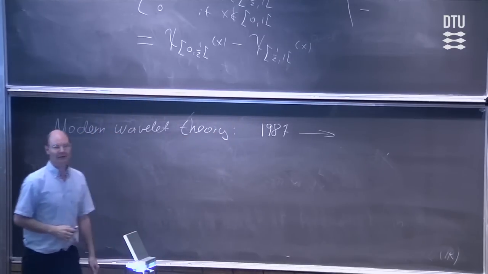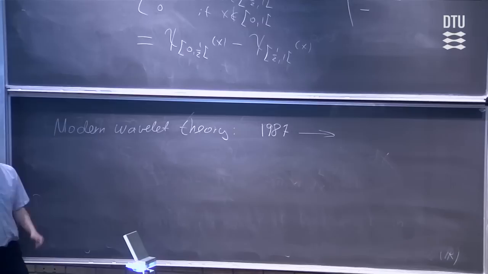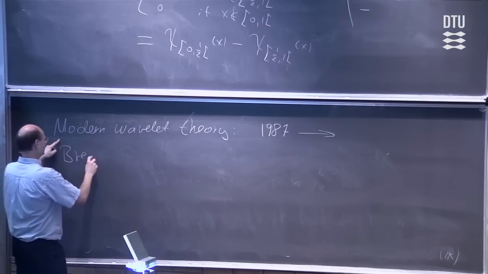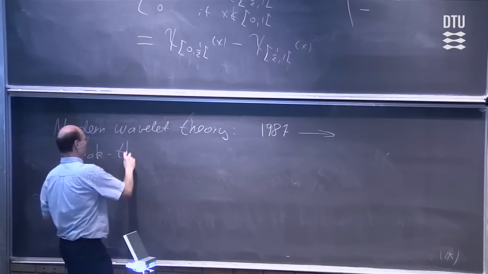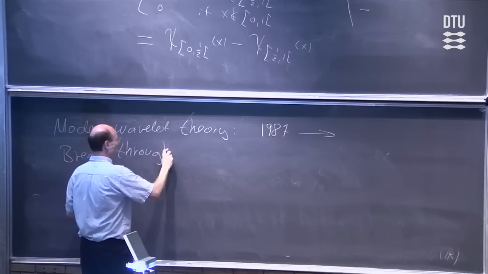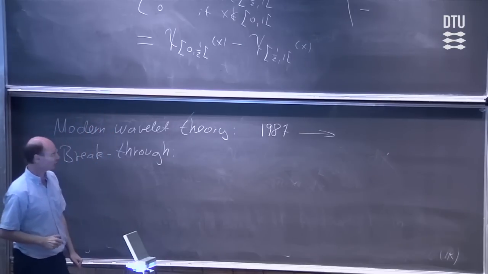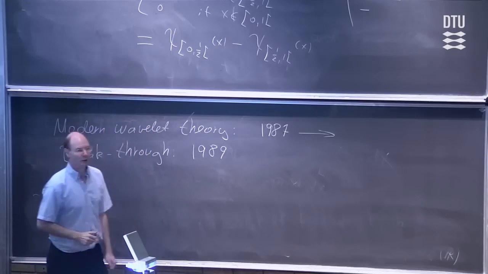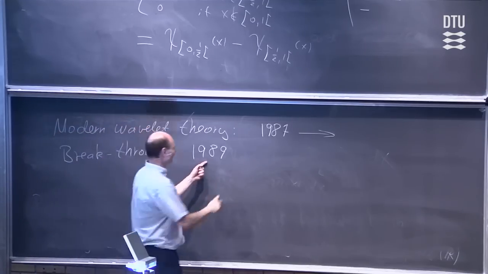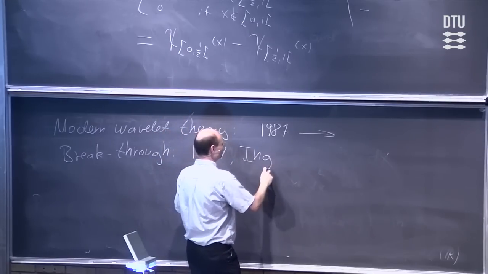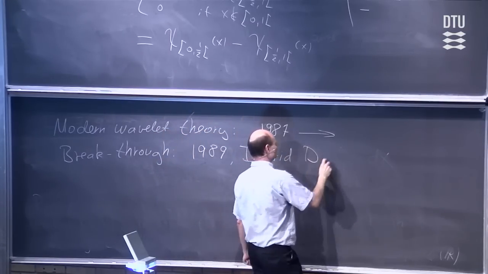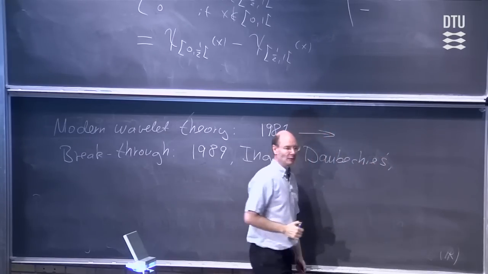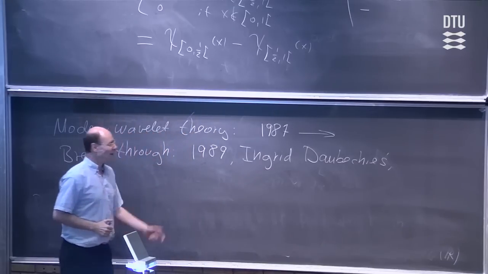So you know, mathematical theories are not something that just start and then they are completed the same day. So there was a breakthrough in this theory. But this came very soon after the introduction of wavelets. It came already in 1989. And this was via some constructions by a woman, Ingrid Daubechies. And already with the background you have now, you can actually understand what she did.